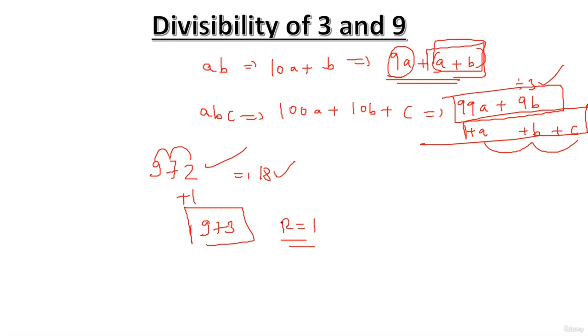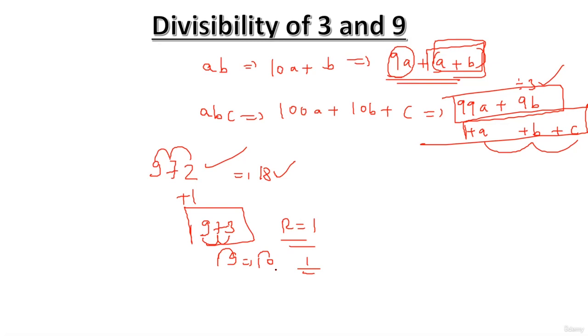Let's check the sum of the digits of 973. 9 plus 7, 16, plus 3 will be 19. In 19, 1 plus 9 is 10. 1 plus 0 is basically 1. So we have reduced the sum of the digits to get a single digit. We have basically found the single digit equivalent. So from here we learn that whenever we check the divisibility of 3, just add the digits. If the digits add up to give you a multiple of 3, the number is divisible by 3. If not, you will obtain the remainder when the number is divided by 3.